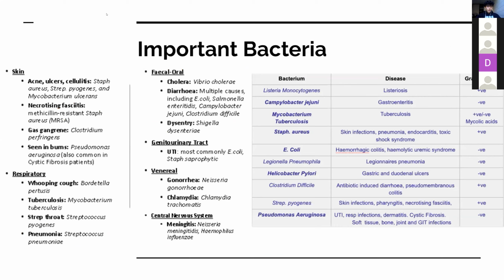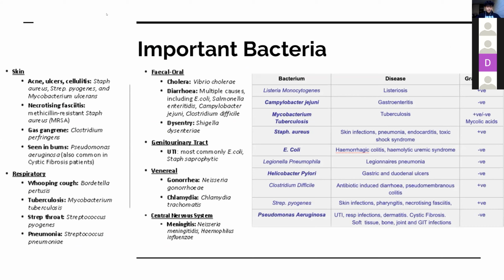Then for tuberculosis you have Mycobacterium tuberculosis, and strep throat is Strep pyogenes. Then for fecal-oral route contamination, you've got cholera, which is a big one. Then you've got E. coli and Salmonella. Clostridium difficile is pretty important for nosocomial infections.